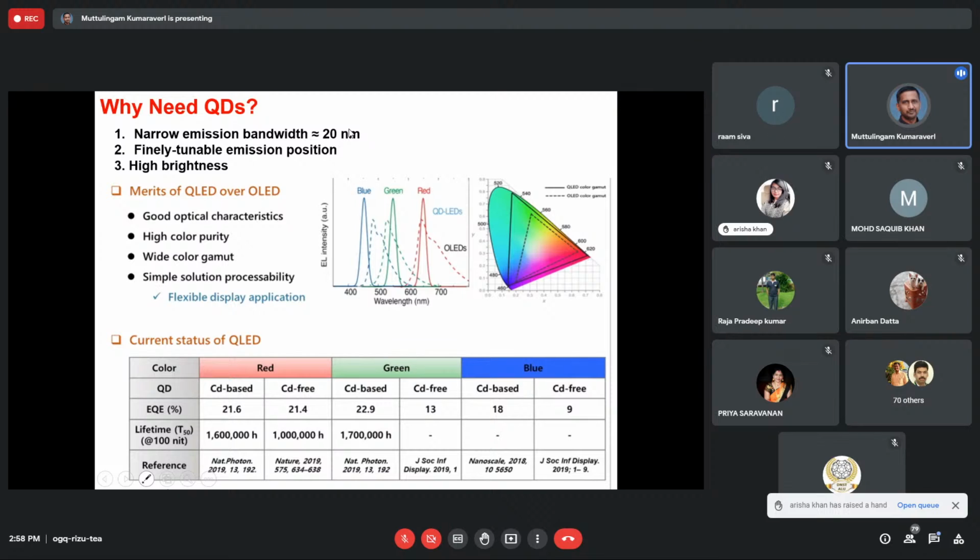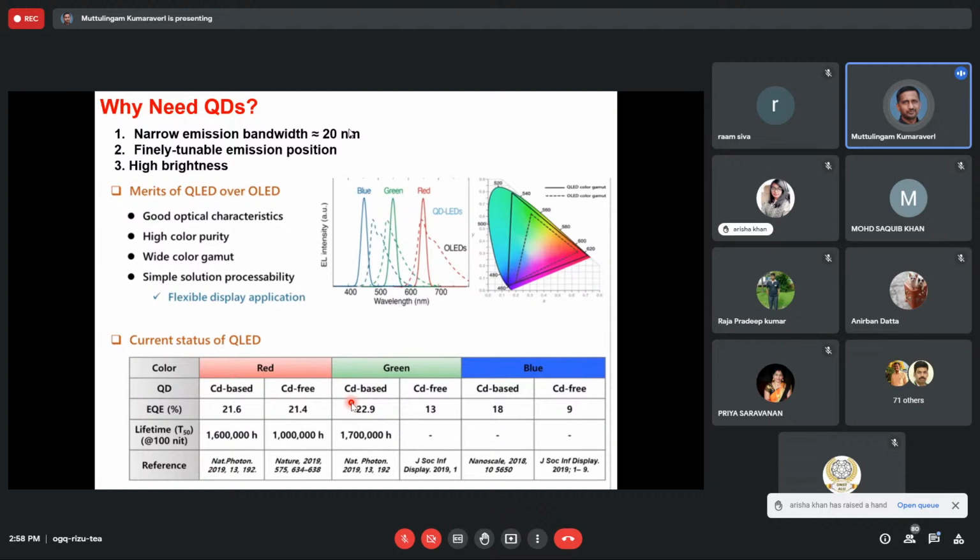So we can even use it for flexible display applications and large displays also. Okay, this is the current status. There are cadmium-based and cadmium-free ones. I don't think that is important at the moment, because the cadmium-based one we can't use for commercialization. We must use the cadmium-free one because of the restriction of the European Union.